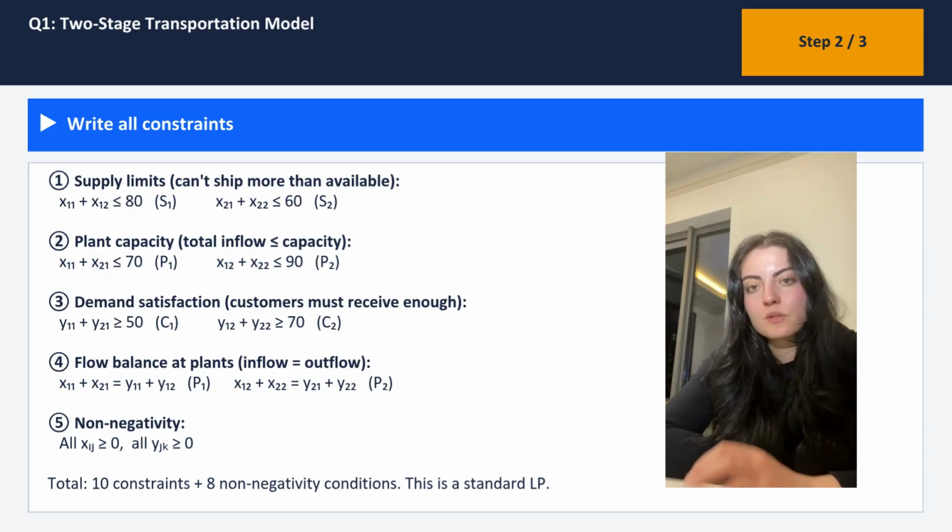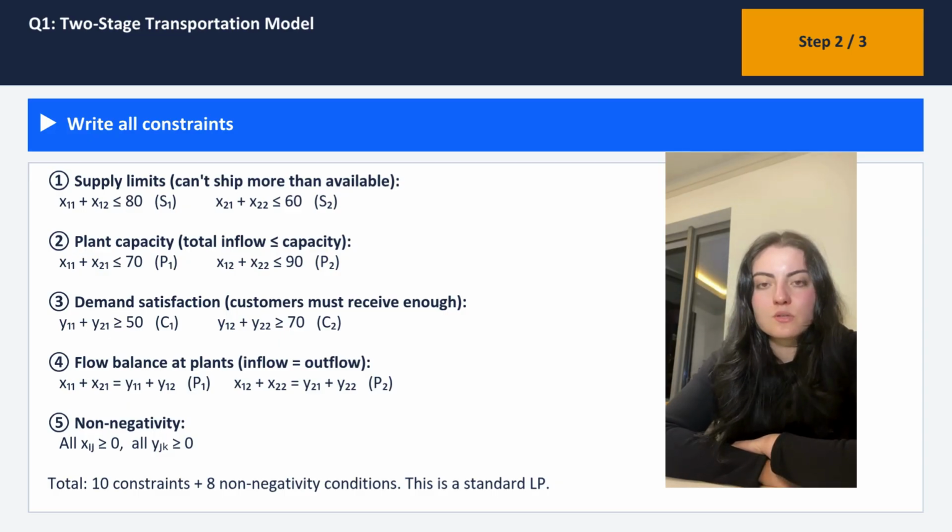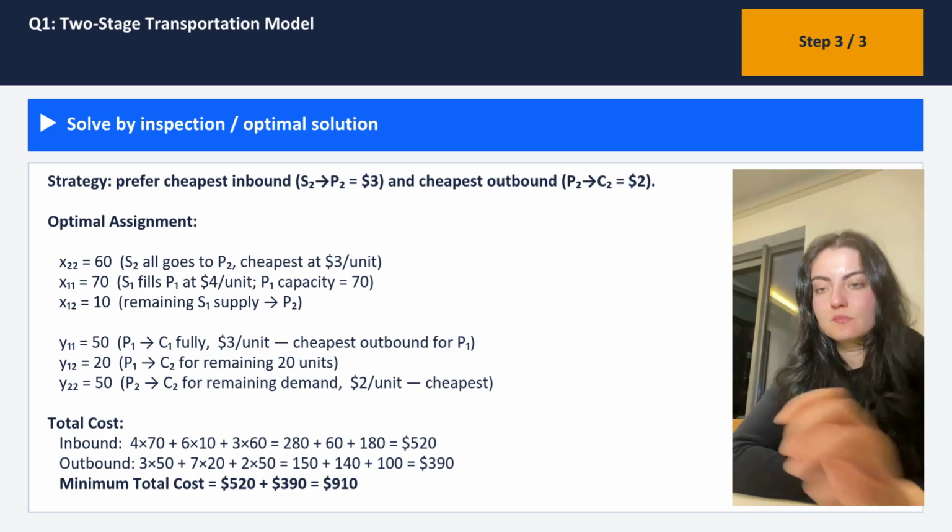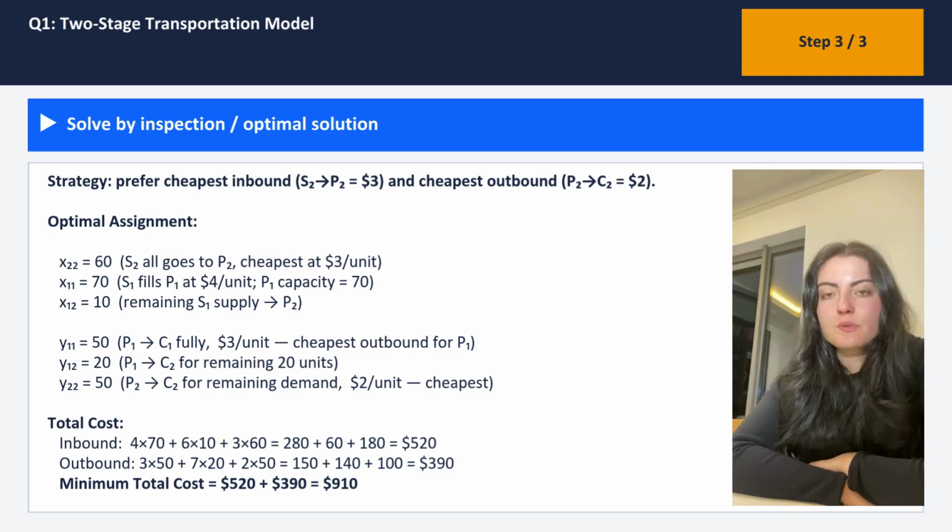Now that the full model is written, we can interpret the solution strategy and the final shipment plan. The basic idea is to prefer the cheapest routes possible. For inbound flow, the cheapest route is from supplier 2 to plant 2, with a cost of $3 per unit. For outbound flow, the cheapest route is from plant 2 to customer 2, with a cost of $2 per unit.